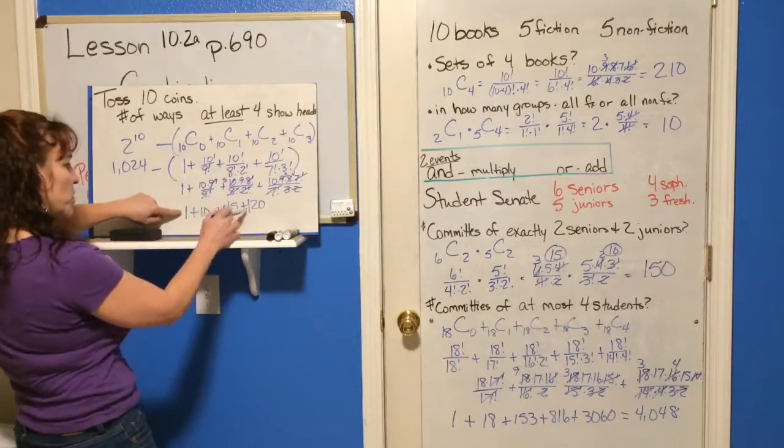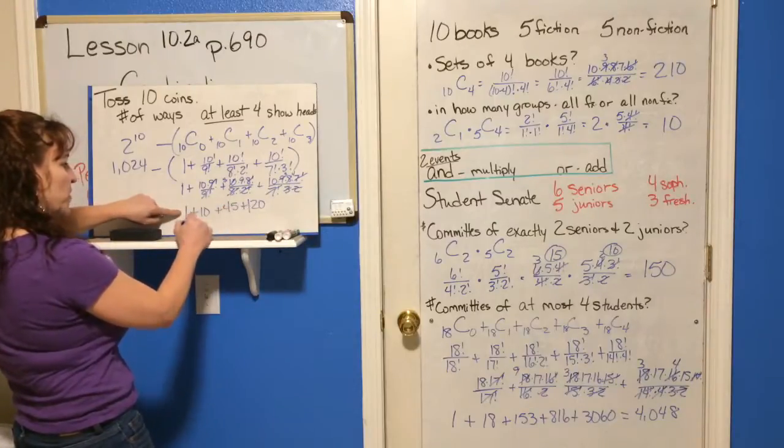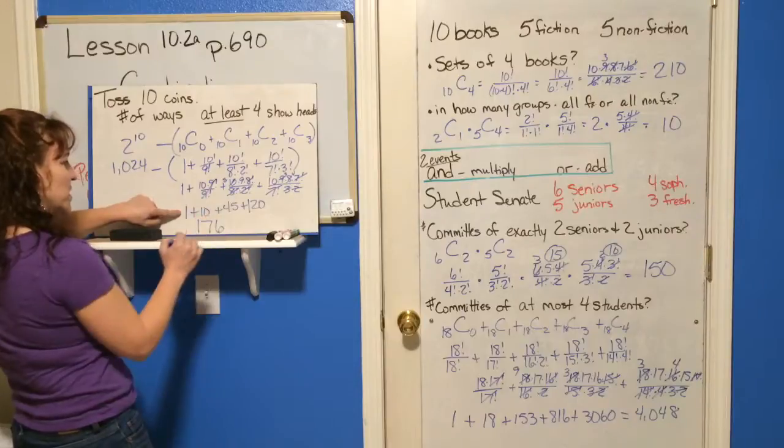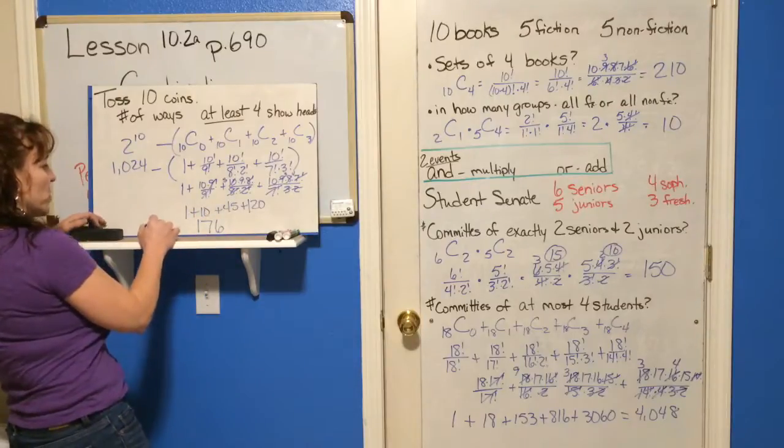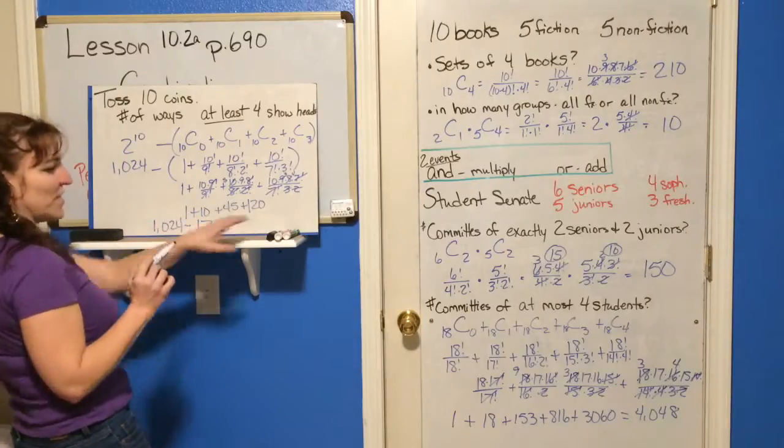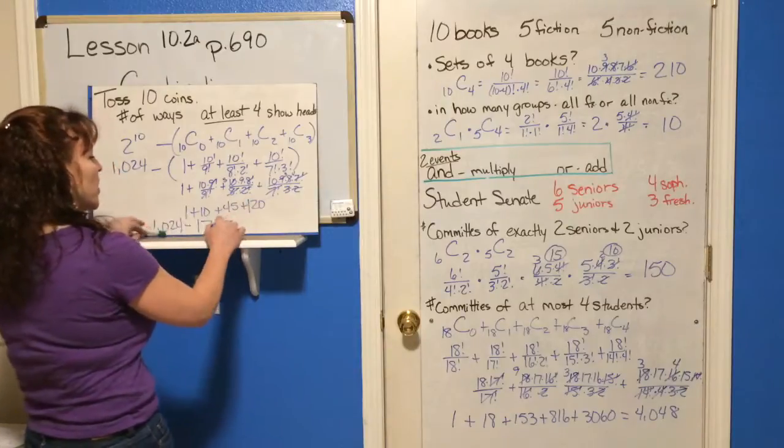All right, so add that all together and we get 176. So we want 1,024 minus 176, which is 848.